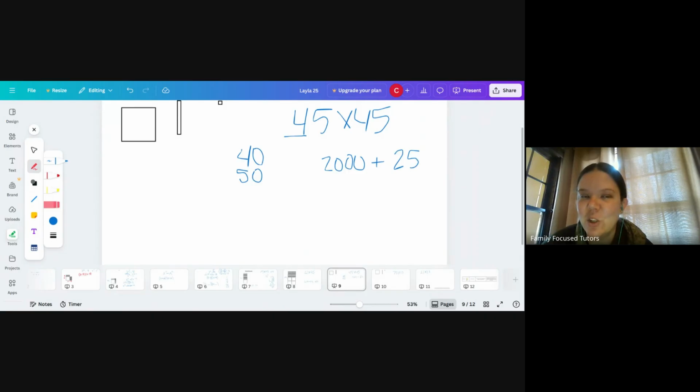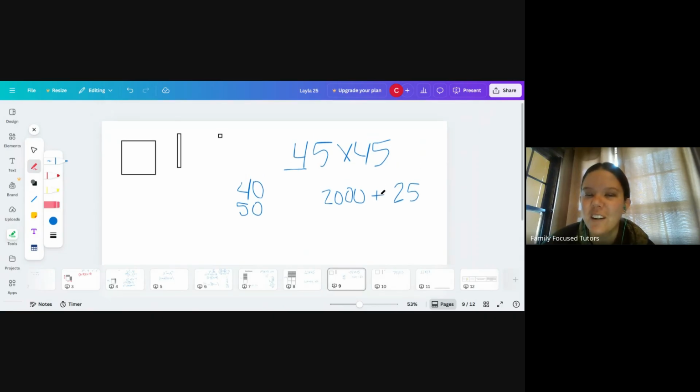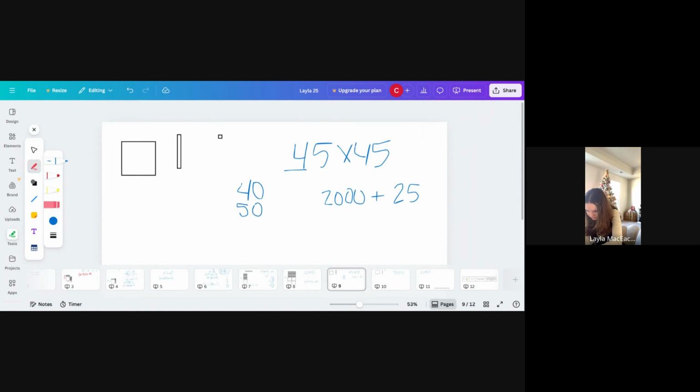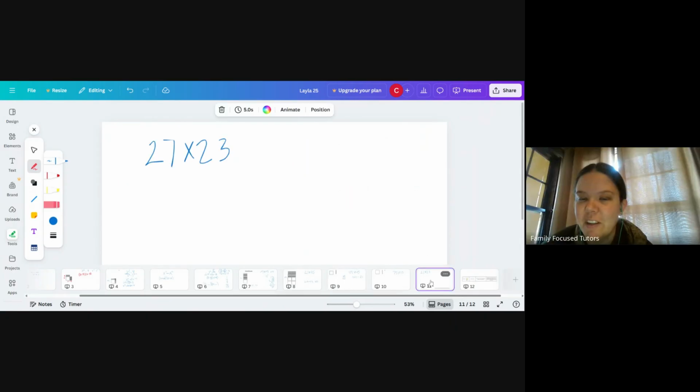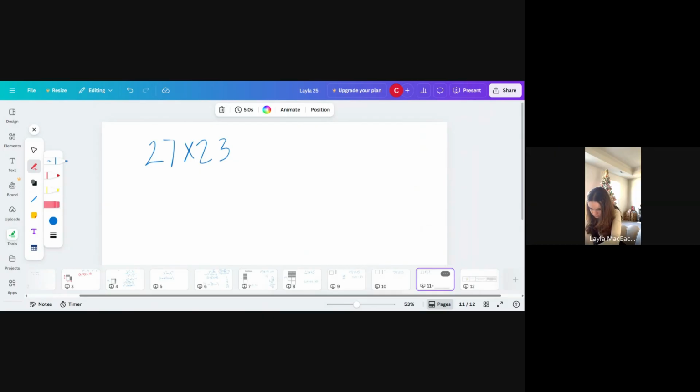So it's a shortcut, but it only works when your last two numbers equal 10 and your first two numbers are the same. Let me write that. I'm going to show you with another problem too, how that works. One that doesn't end in fives.